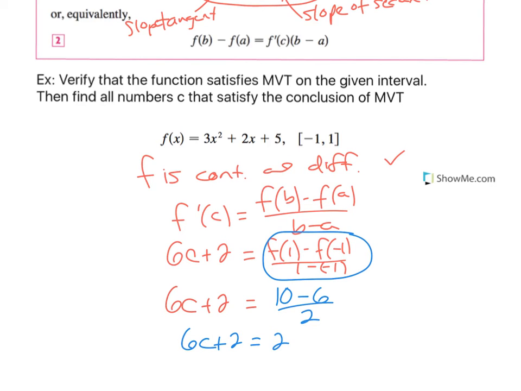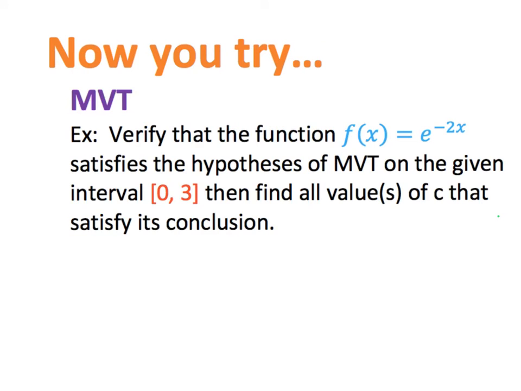And to solve for c, I would subtract 2 and divide by 6. So it looks like c equals 0 would be that value for which the slope is parallel to the slope of the secant there. So c equals 0 is my answer. So see if you can try one of these.